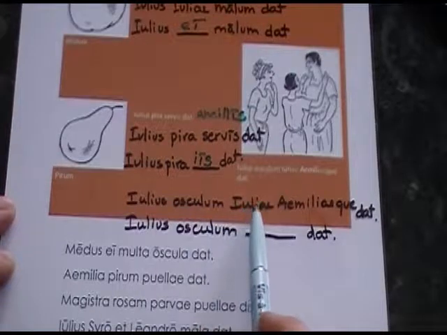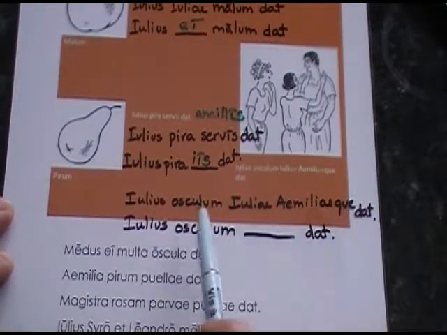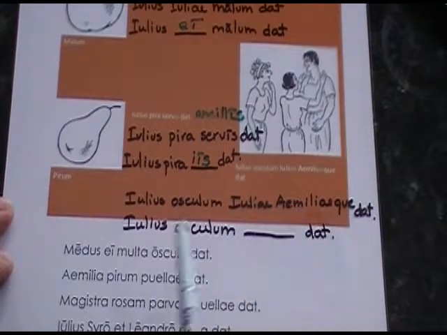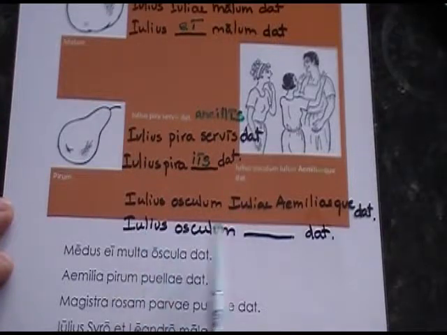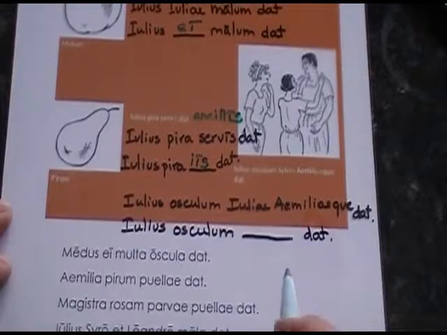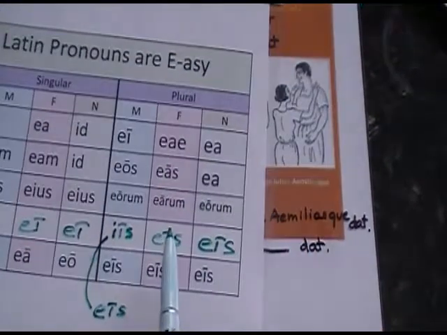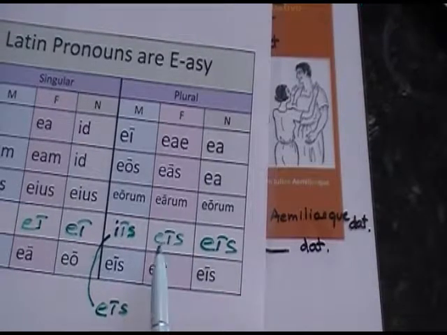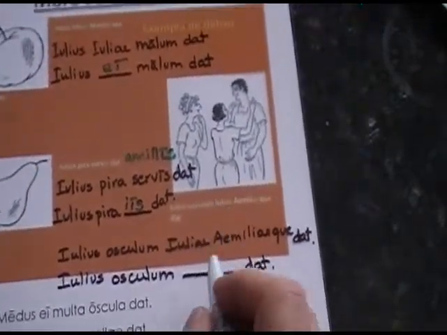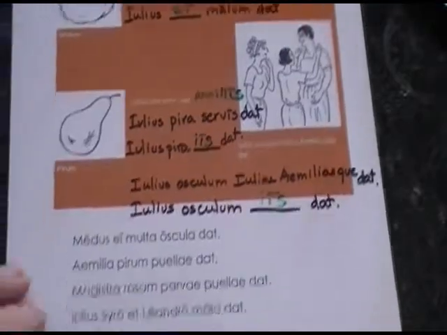Julius osculum Juliae Ameliae que dat. Julius gives a kiss to Julia and Amelia. Julius gives a kiss to them. Again, them, it's the same whether it's slaves, masculine, or feminine. It's all iis or eis. And so this would also be iis. Okay.